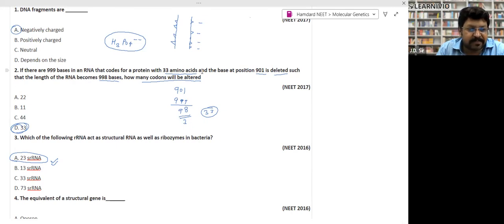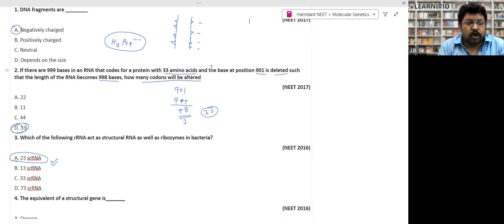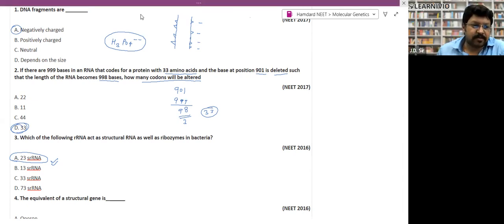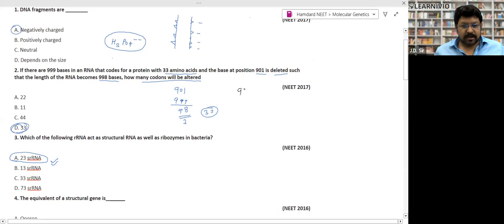How many codons will be altered? Iram, look. Sir, I didn't understand the question. Look, there is a total of 999 bases, right? After 900, 901 is deleted. Then how many bases are there in total? How many bases are left? 998. Come on, not 998. There were 999 bases. After that, from 901, the change takes place here.